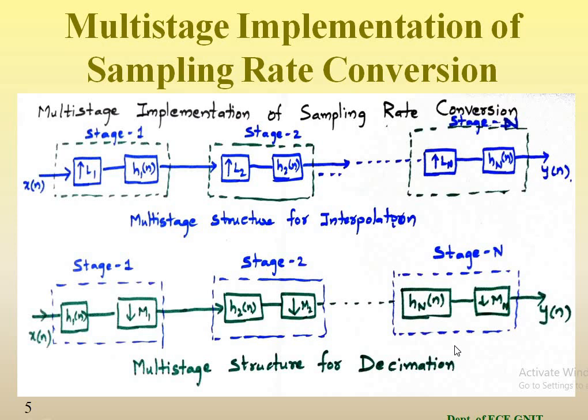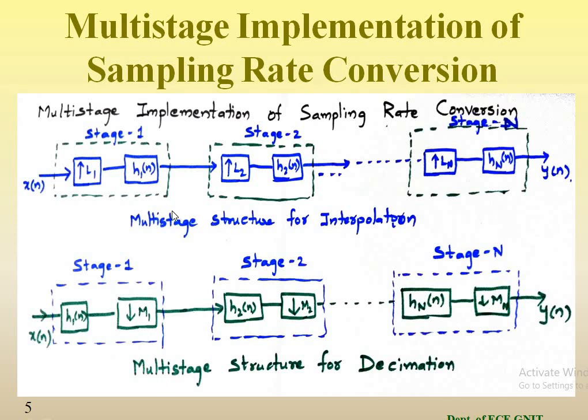In cascading of decimators, the anti-aliasing filters are introduced at the input of each stage to limit the bandwidth of the input signal to the decimator, in order to avoid aliasing due to decimation in the spectrum of the output signal of that stage.